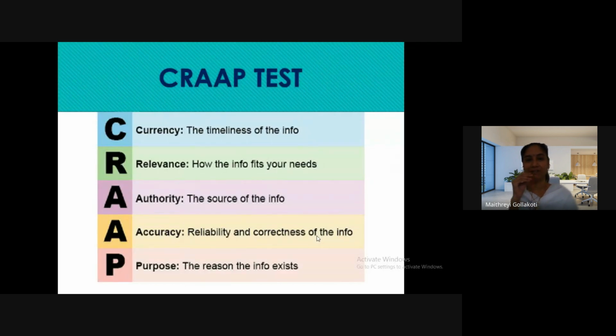Yeah, CRAP test. CRAP means C for currency, R for relevance, A for authority, the next A for accuracy, and P for purpose. Currency means the timeliness of the information, meaning the time at which this information was researched. At that time, what were the theories that were prevalent? What historical conditions were there? What economic conditions were there? What sociological conditions were there?